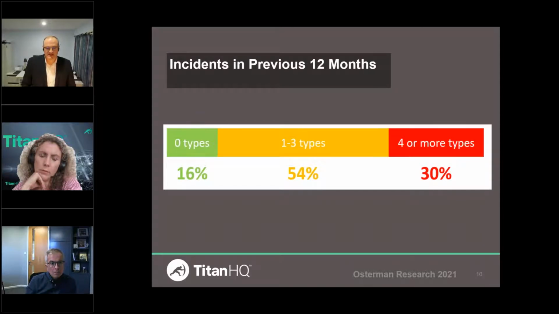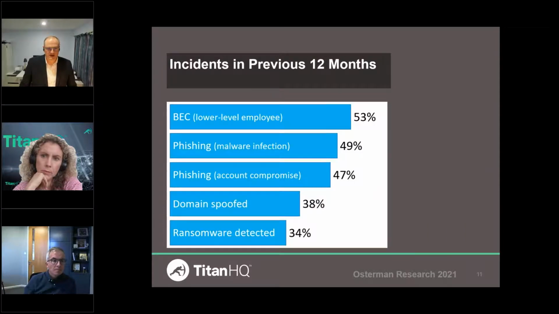Another one of the questions that we asked in the survey was how many of the various types of incidents that we asked about had happened in the previous 12 months. Only 16% of the respondents said that none of the incidents that we asked about had taken place. Slightly over half said that they had faced 1 to 3 of the types, and 30% said that they had faced 4 or more of the types of incidents that we asked about. This is the list of the top 5 incidents, and there were more that we asked about, and there's more in the white paper. I'm not going to talk through all of those today, but here's the top 5 that we had.